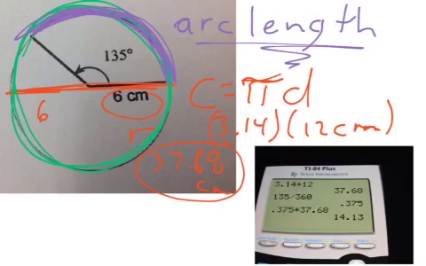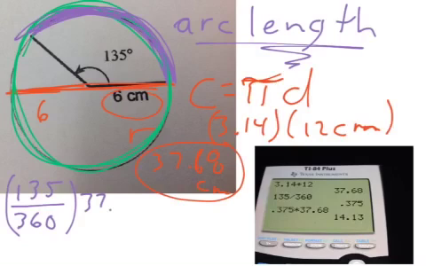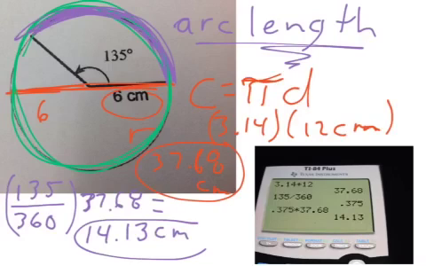That purple arc again. Well, that purple arc is 135 out of what? 360 degrees. And once I take 135 divided by 360, and I times that by 37.68, I get my answer, which is 14.13 centimeters. So we just figured out that that purple arc right up there is 14.13 centimeters long.